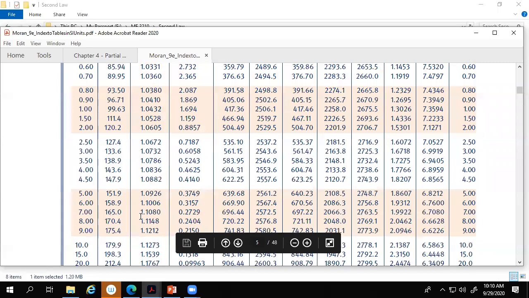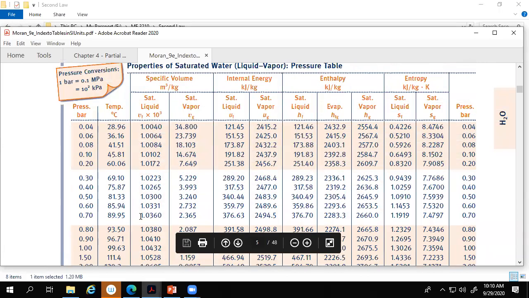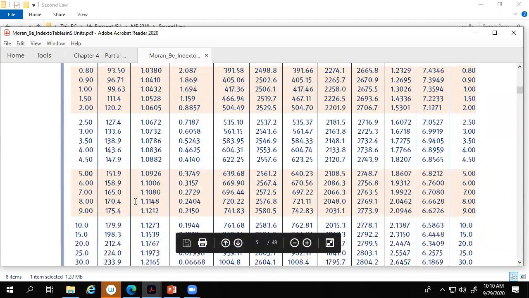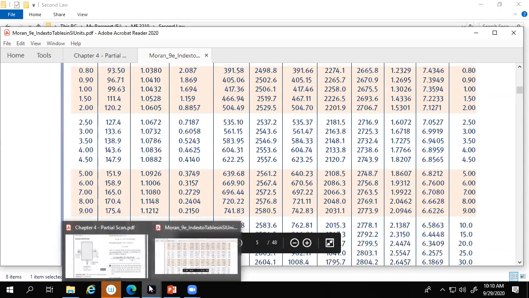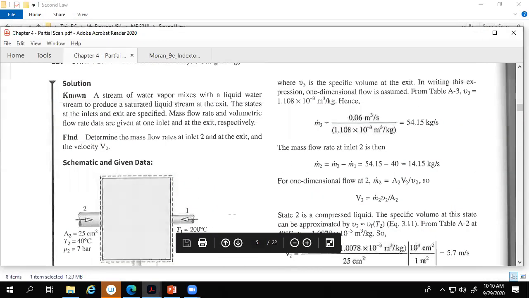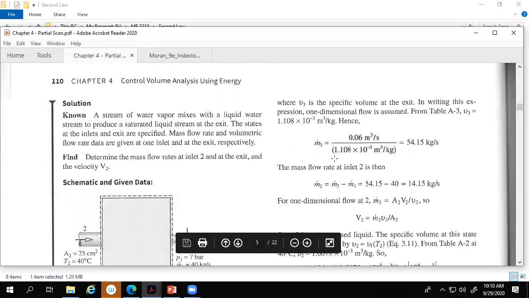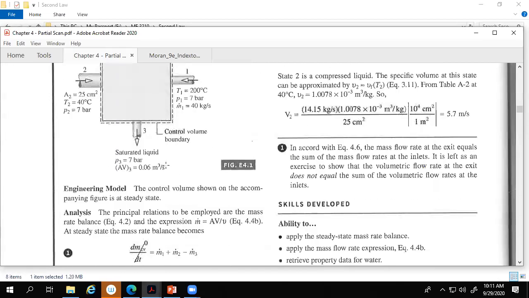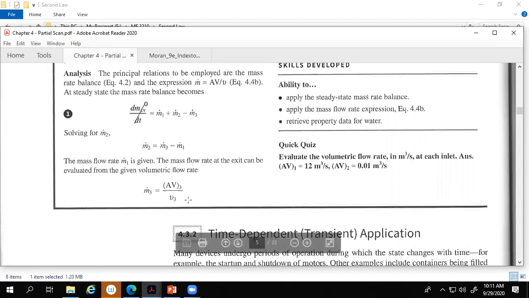And remember, we've got to move the decimal point 3 places on this, because this number has been multiplied by 1,000 to make it bigger to go in the table. So this number is 0.001108. So if we go back to this, there we go, 1108 times 10 to the minus third. So that's where the specific volume came from.